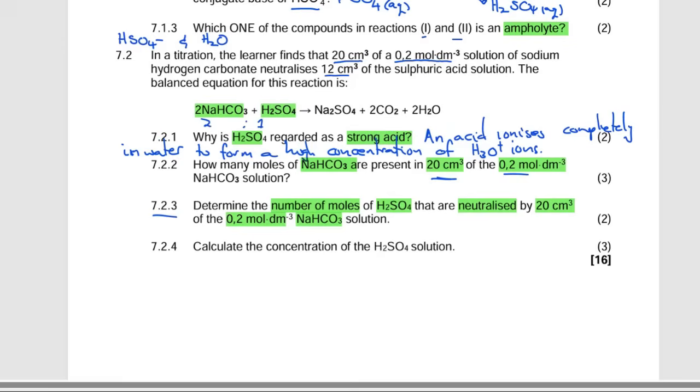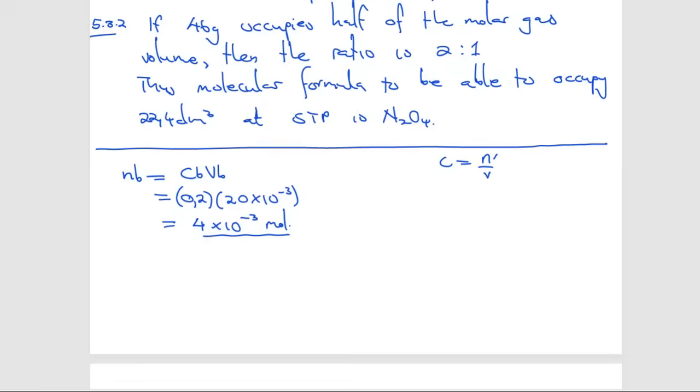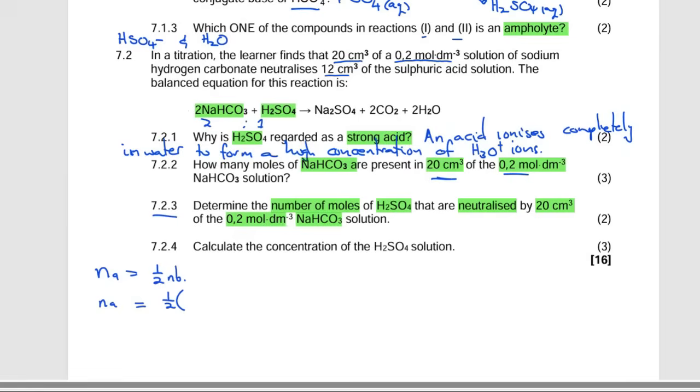Having that relationship in mind, the number of moles of the acid is going to be half the number of moles of the base. So it's half multiplied by the number of moles of the base that we calculated, 4 times 10 negative 3. Half of 4 times 10 negative 3 gives me a value of 2 times 10 negative 3. My answer is in moles, and that is our final answer.